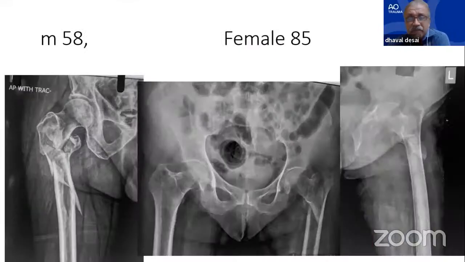Okay. So I'll give you 2 cases to share. One very comminuted subtrochanteric fracture and another intertrochanteric fracture with extension into the subtrochanteric region. And I will share how I would manage these cases.